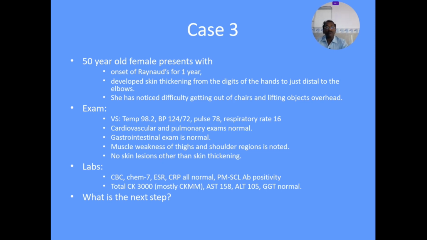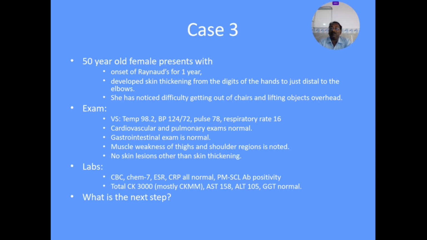Examination. Temperature normal, BP normal, pulse normal, respiratory rate normal. Cardiovascular and pulmonary examinations are normal. Gastrointestinal normal. Muscle weakness of the thighs and shoulder regions is noted. No skin lesions other than the skin thickening. Lab. ESR, CRP all normal. PM-Scl antibody positive. What is PM? Polymyositis. So it's an overlap syndrome, systemic sclerosis with polymyositis. Total CK is elevated, so the muscle involvement is there.